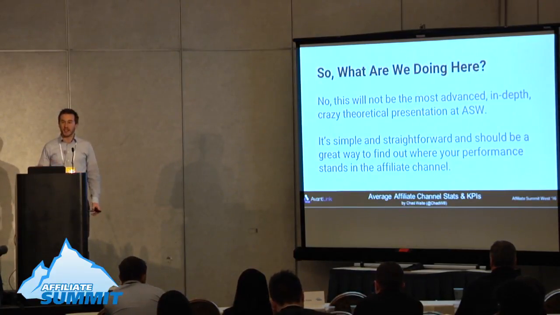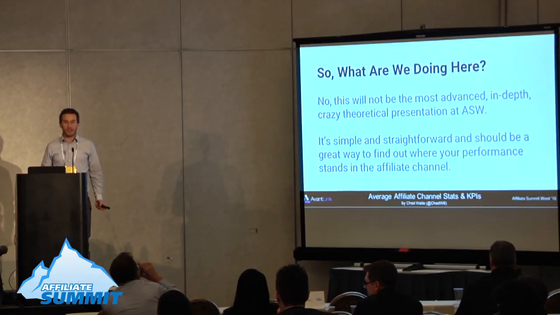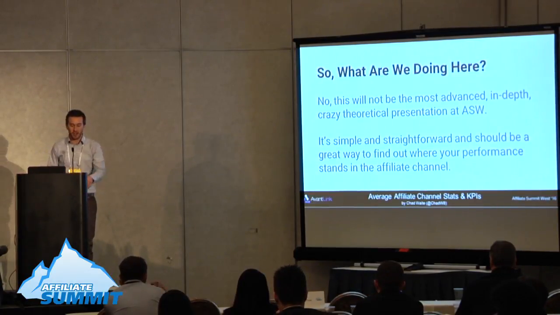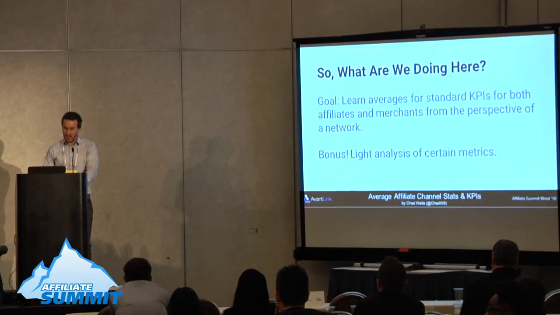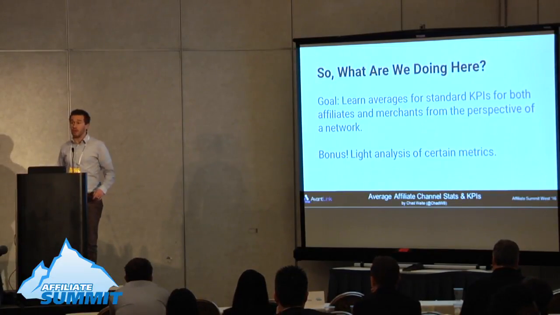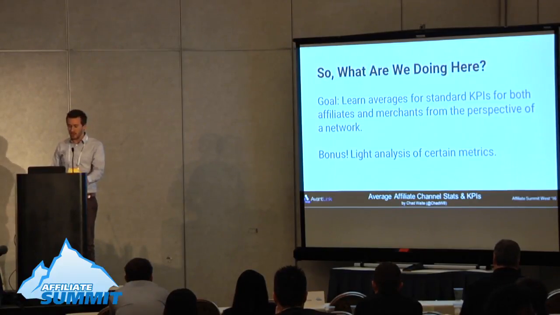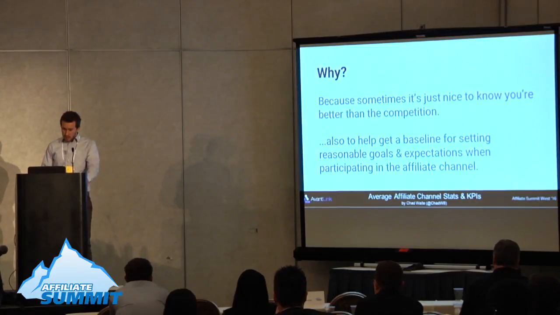We're going to be looking at some standard KPIs and stats that we see from a network perspective in the affiliate channel. It's basically a way for you to understand where you fall in the spectrum of performance in the affiliate side of things. And the goal, of course, is to learn the averages and standard KPIs for both affiliates and merchants from the perspective of a network. And as a bonus, there'll be certain things that we see on here that will give some light analysis to some trends, some changes, and some numbers over the years. You'll see those.